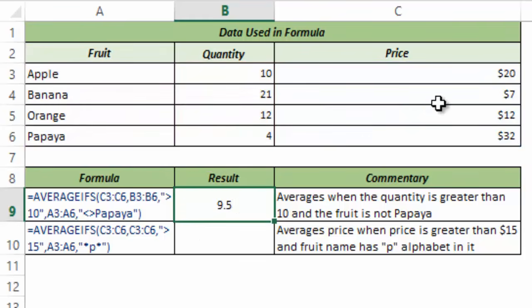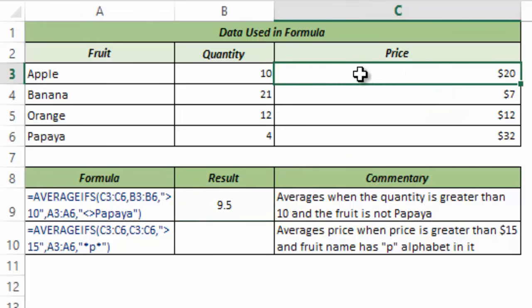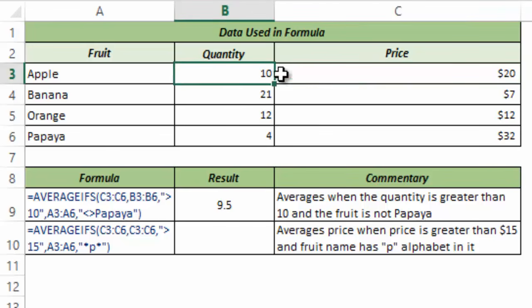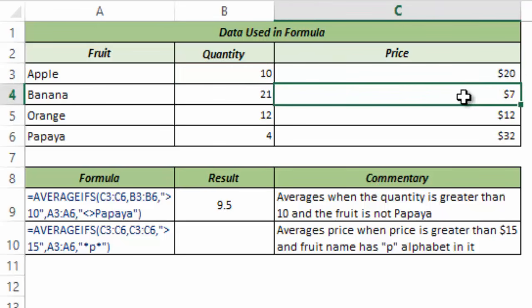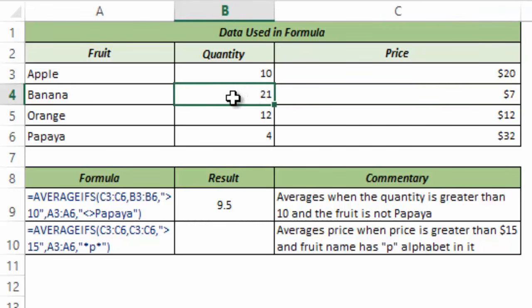Now let's see how it worked. It first went to this price point, which is 20, and it checked both conditions. The first condition is that quantity should be greater than 10. That is not met here, so this is not taken into account. The second price point is 7. The first condition is that the quantity should be greater than 10, so it meets it because the quantity is 21, and the fruit should not be equal to papaya, which is again true because this is banana. So this price point is considered for the average function.